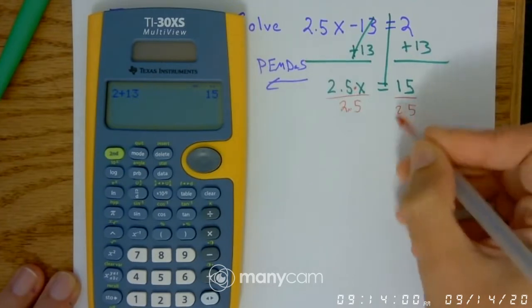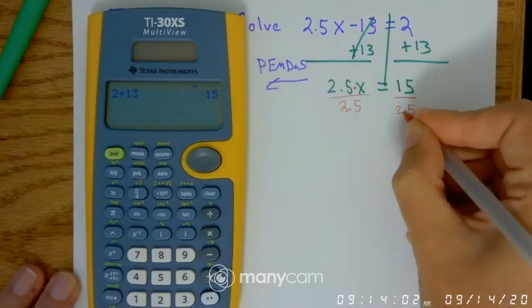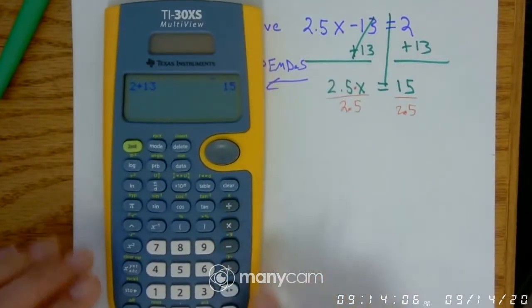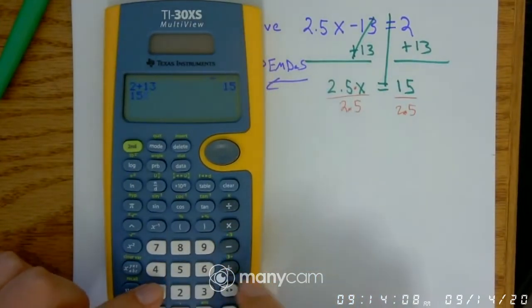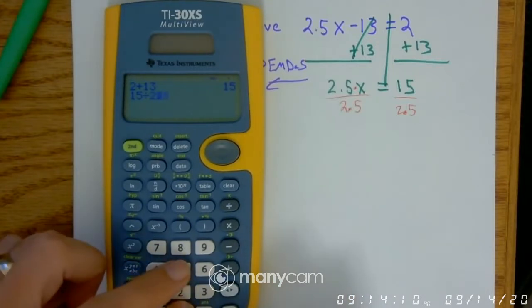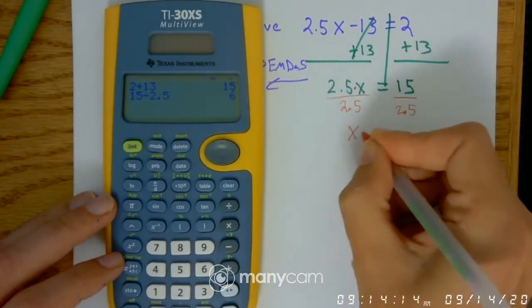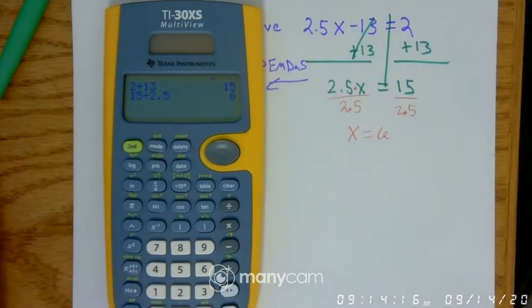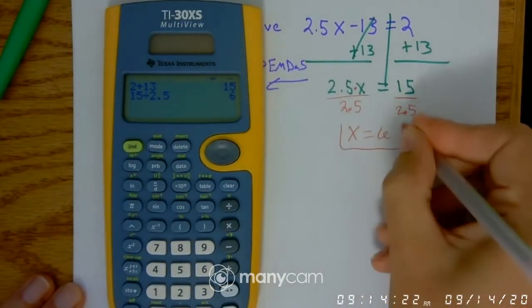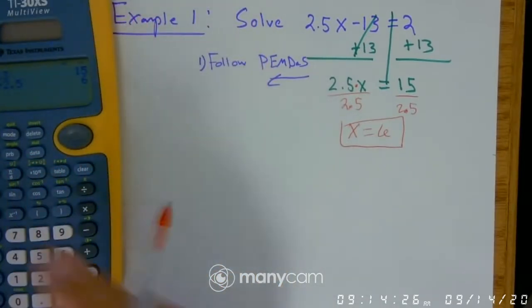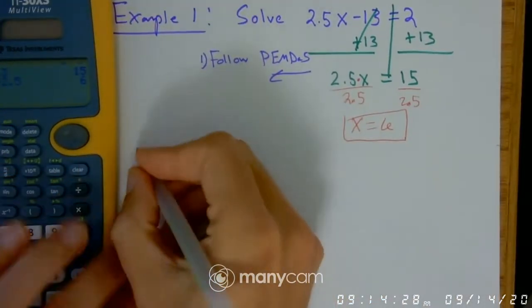And again, a decimal here might look scary if I had to do this by hand or if I had to do this in my head. But with the calculator, I can just go 15 divided by 2.5, and I get 6. Okay, and that's my answer. So in a second here, I'm going to have you guys try one on your own.